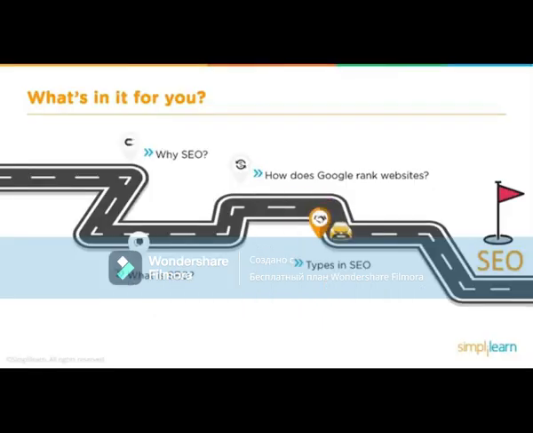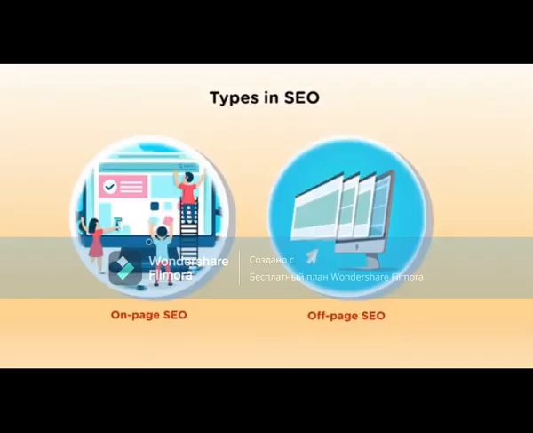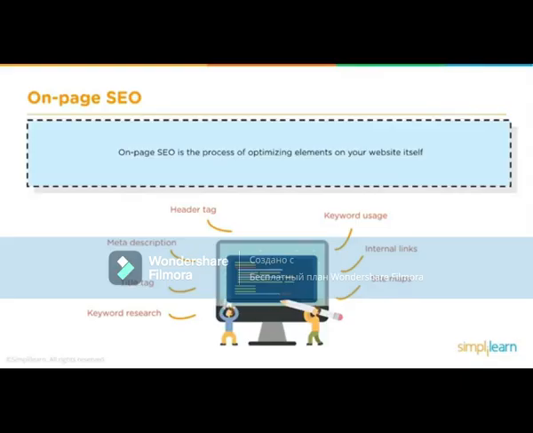Okay, so we're going to talk about the types of SEO now. If we want to rank for a particular keyword on Google, we're going to have to apply search engine optimization. There are two strategies to search engine optimization: on-page SEO and off-page SEO. First, we're going to talk about on-page SEO. On-page SEO is nothing more than optimizing your own website.